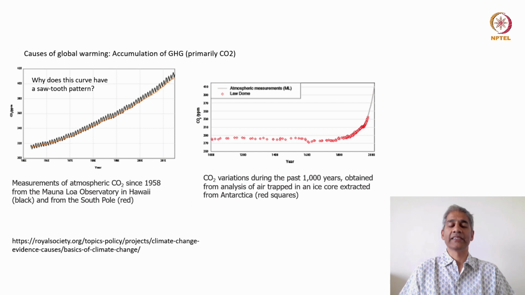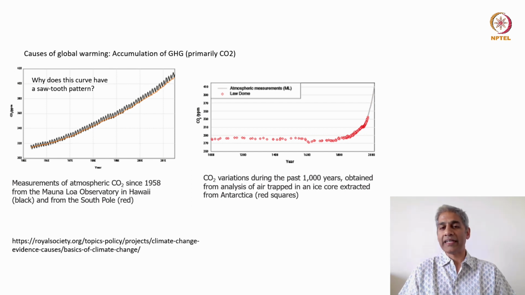So carbon dioxide is now accumulating in the atmosphere at a very rapid rate. One interesting thing about this curve is the sawtooth pattern. And I have asked a question there, why does this curve have this kind of a pattern? So as students of biology, we should think about that.